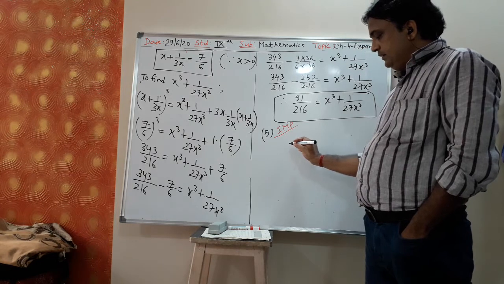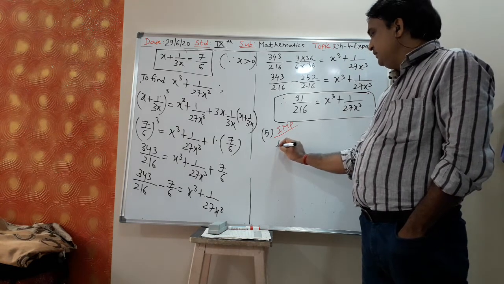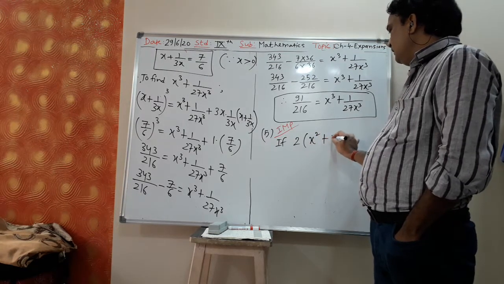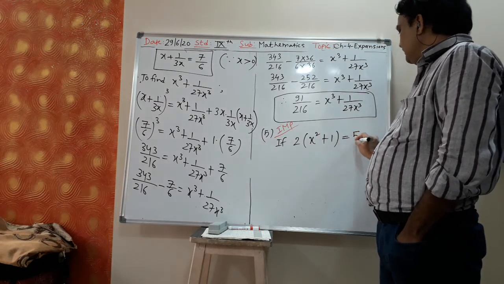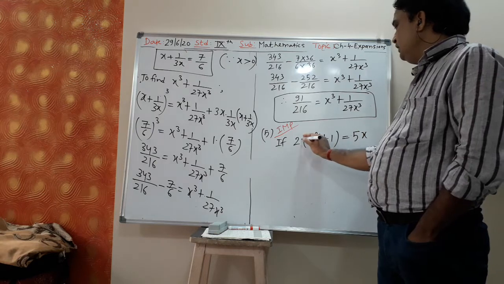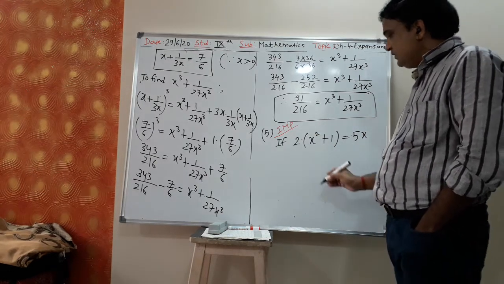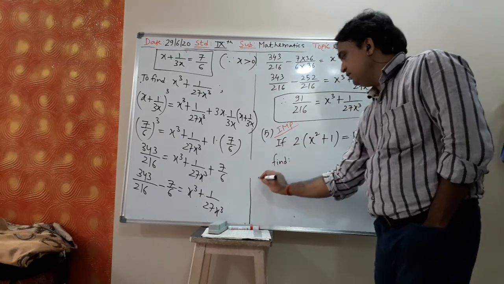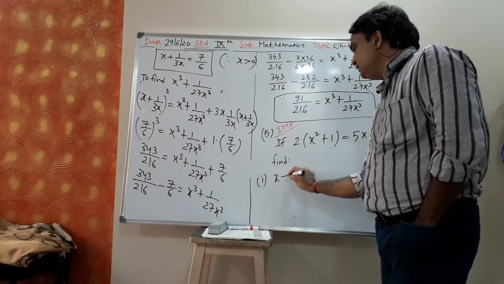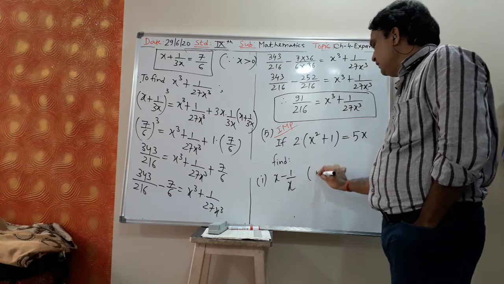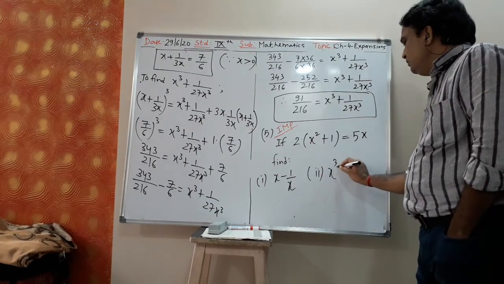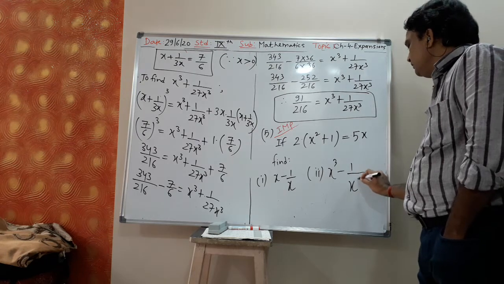Question number 5. If 2 into (x square plus 1) is equal to 5x, then find the value of first, x minus 1 upon x, second, x cube minus 1 upon x cube.